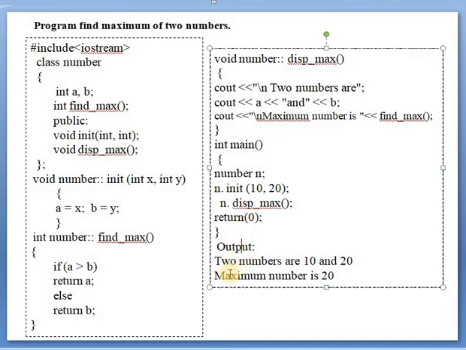Okay. Now see the output. Two numbers are 10 and 20 and the maximum number is 20. This is the program to find the maximum of two numbers.